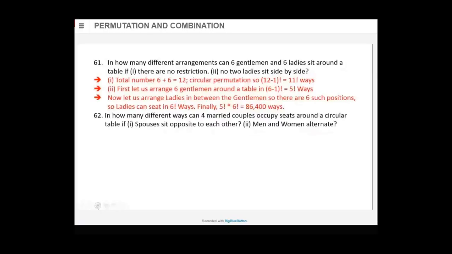In how many different ways can 4 married couples occupy seats around a circular table if spouse sits opposite to each other? That is one. And then men and women alternate. One is spouse should sit exactly opposite to each other. Point 1, we'll see that. So 4 married couples means total 8 people are there. 4 male and 4 female, 4 husbands, 4 wives. So total 8 are there.